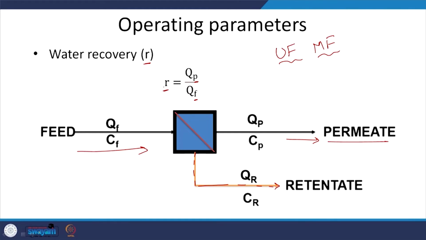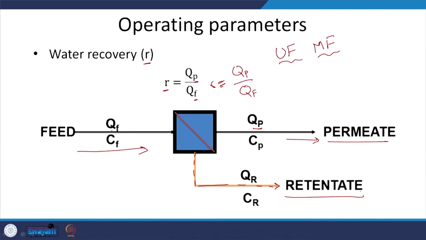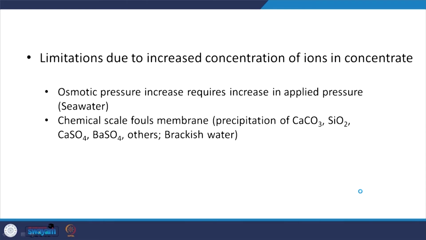So, water recovery is QP by QF, right. If the water recovery is high, that is good, but after considerable operation of your membrane and fouling of your membrane, this recovery is going to decrease, and then your reject water flow is going to be relatively high. So, that is something to keep in mind. That is with respect to the water.